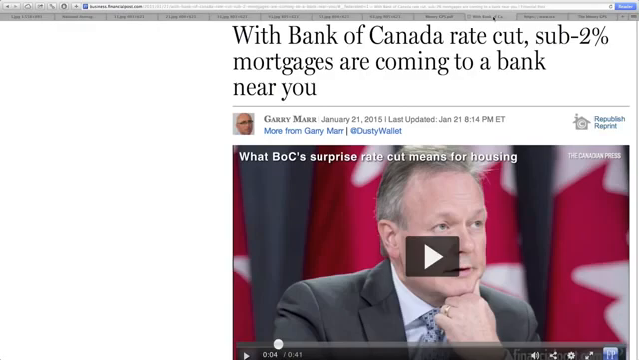With the Bank of Canada rate cut, which just happened in 2015, sub 2% mortgages are coming to a bank near you. This information is out of the Financial Post. Now think about this for a second. We're moving down into the territories that are essentially at zero. Look at what happened in Denmark. You have negative interest rates on the mortgages. Look at the bonds that are being given out in certain countries that are negative yield. Can you believe it? Money is worthless at this point.